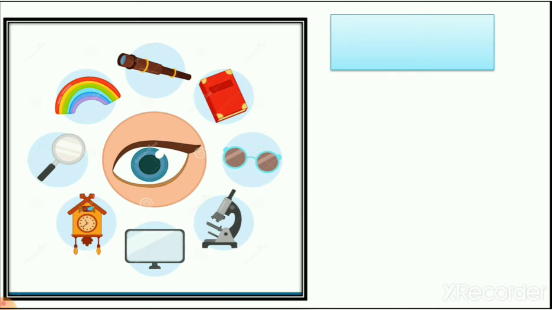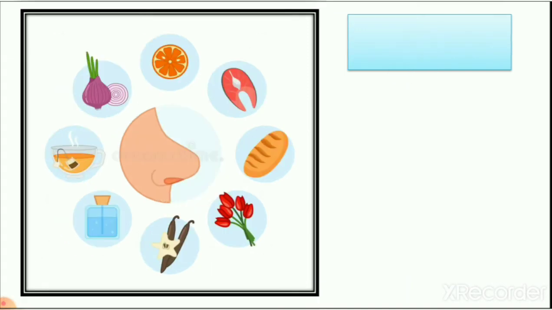And eyes help us to see things, identify color and many other things, right? Then next, the nose helps us to smell things, like rose smell is very good while onion smell is very bad, right? So all these things we can feel or identify with the help of our nose.